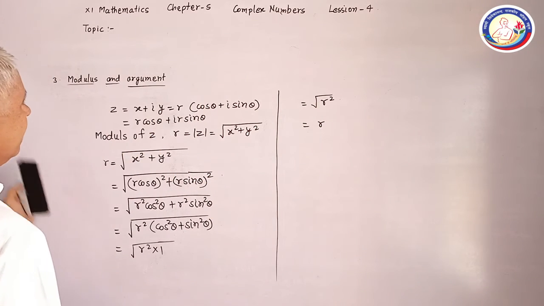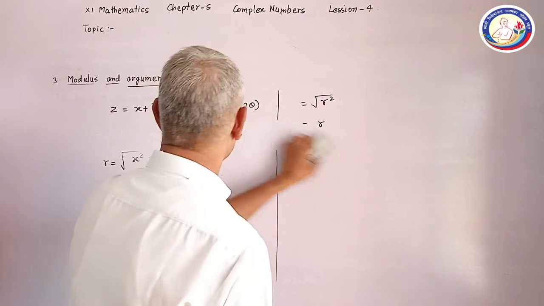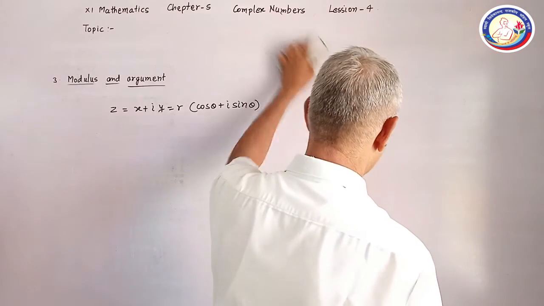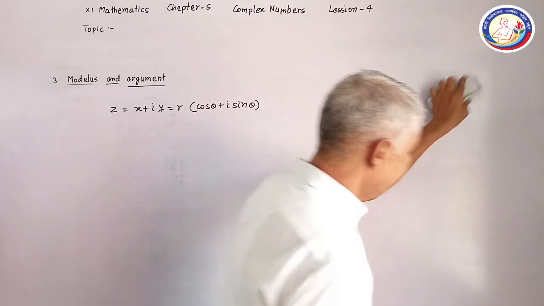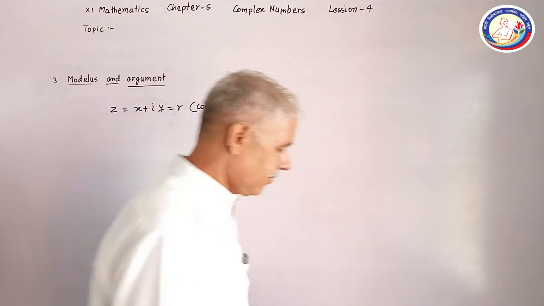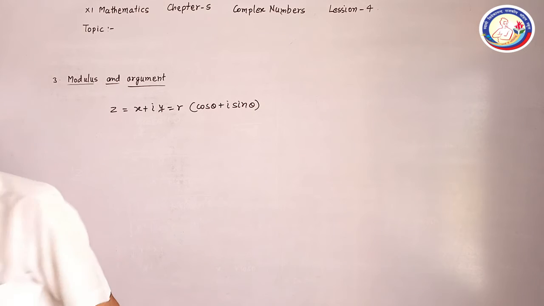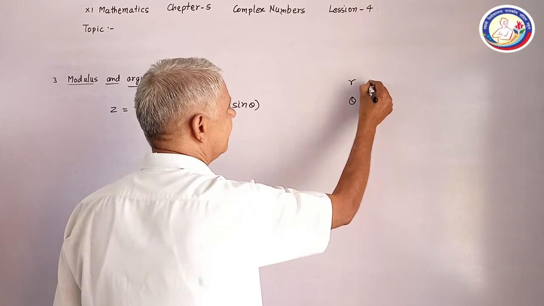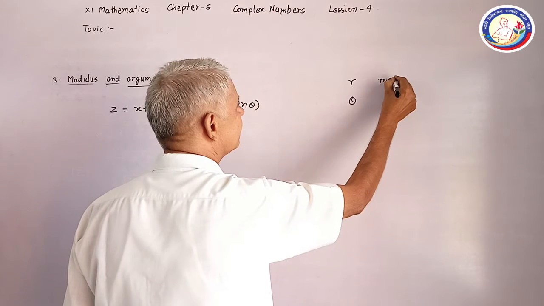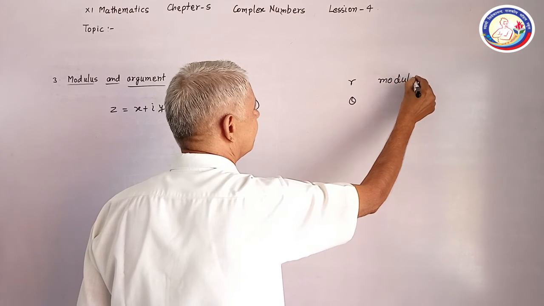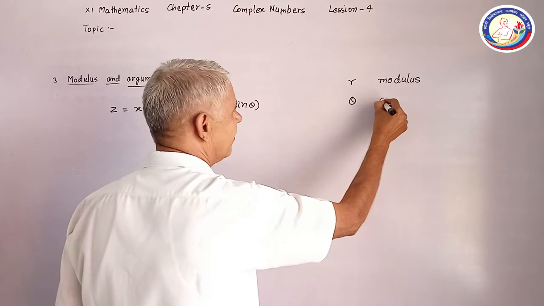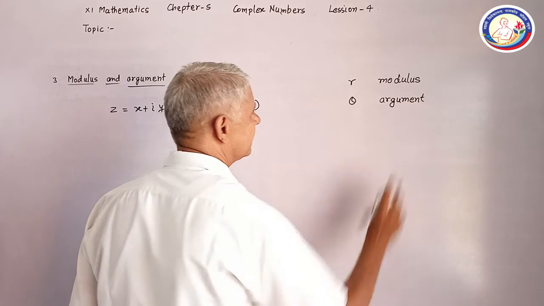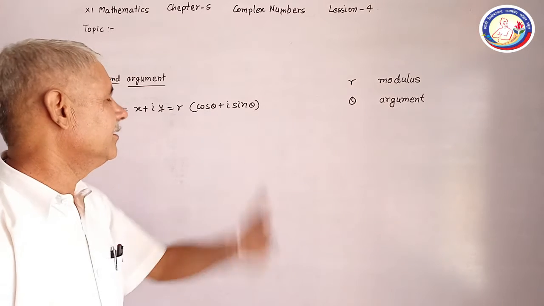Now, what is the argument of any complex number? In the definition, or in the process of representation in polar form, we have taken two parameters, r and theta. r is the modulus and theta is called the argument of the complex number. Now, how can we find theta?